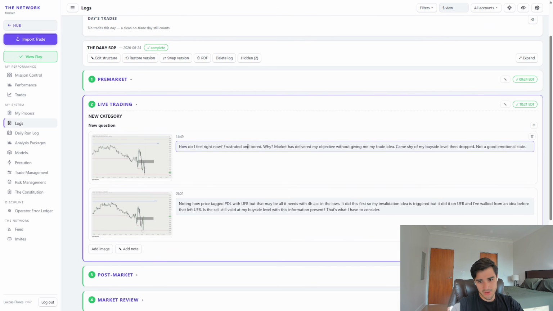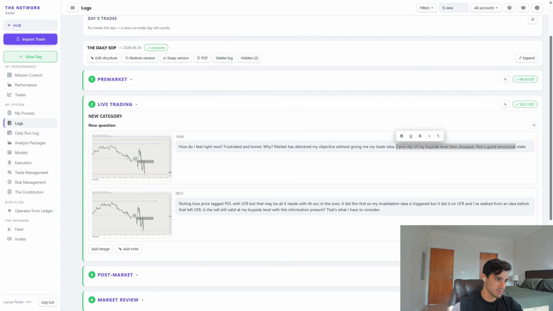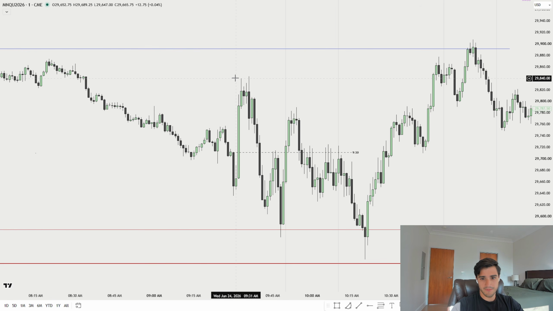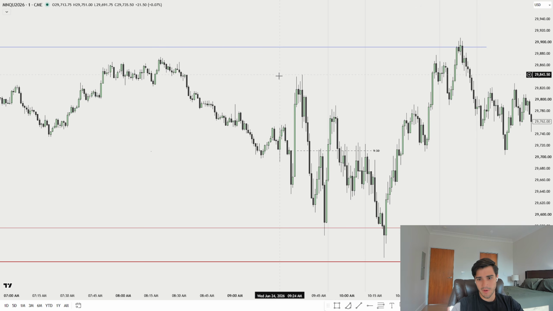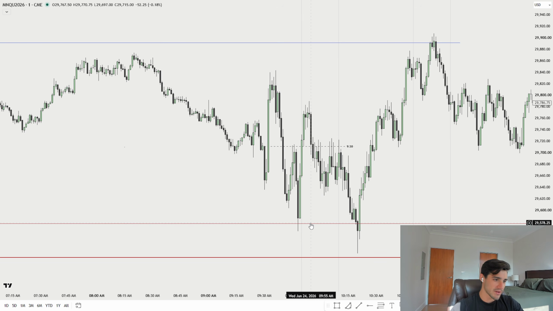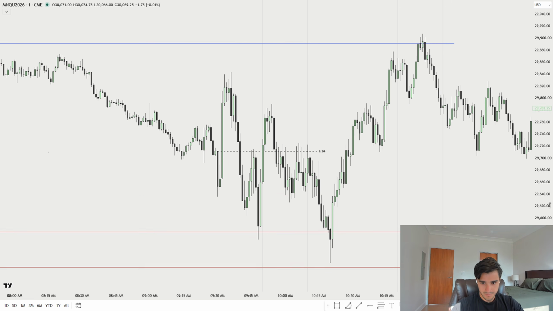How do I feel right now? I'm frustrated and bored. Why? Because the market delivered my objective without giving me my trade idea. It came shy of my buy side level, then dropped. Not a good emotional state. So we rallied first, and I thought, oh, for sure, we're going to clear out that buy side, and it might give me my sell idea. But we stopped shy, and then dropped, and then took my level. You saw the invalidation idea that I had. If it takes previous daily low first, the session is invalidated, and I'm done.